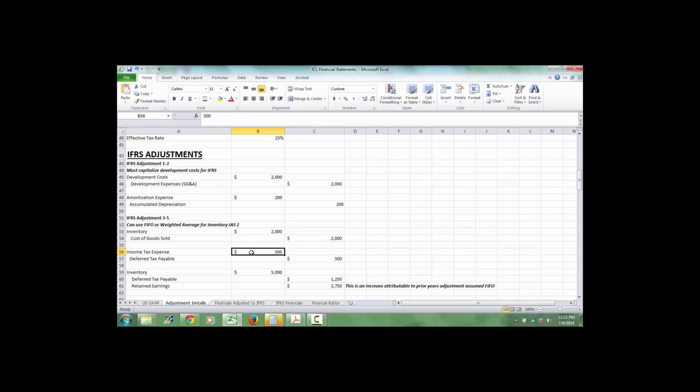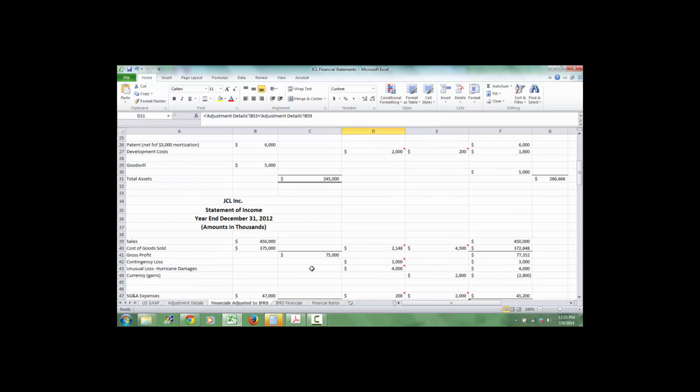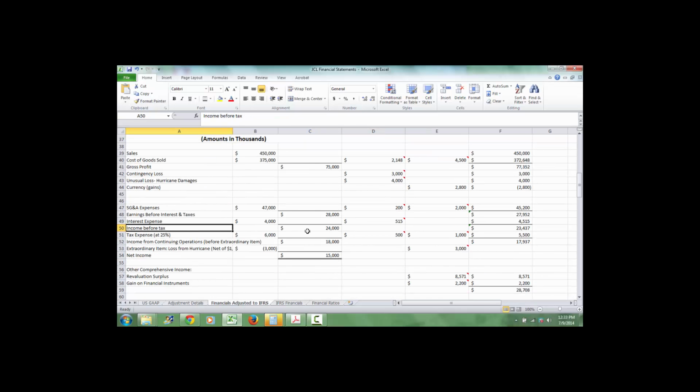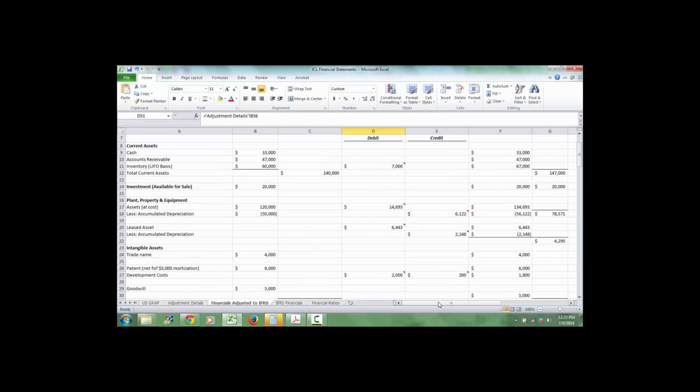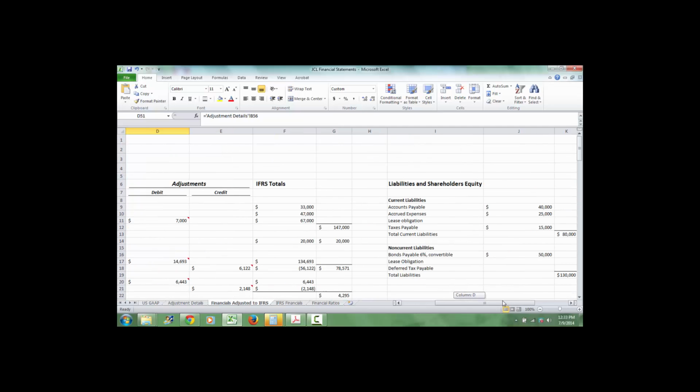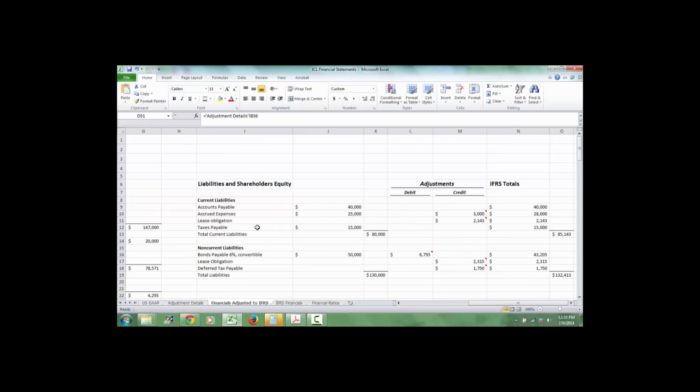The next adjustment is that taking away this expense results in more income tax. So we're going to increase the income tax expense and increase deferred income tax payable. So income tax expense, we're going to increase by 500,000, and I'm going to go over to the liabilities side of the balance sheet, and deferred tax liability, we are going to increase by 500.